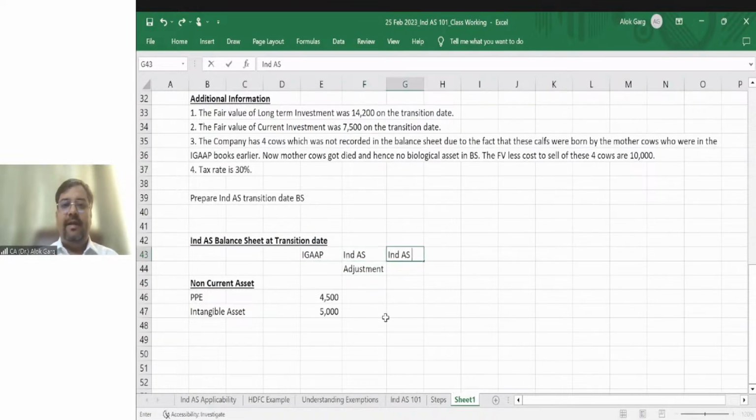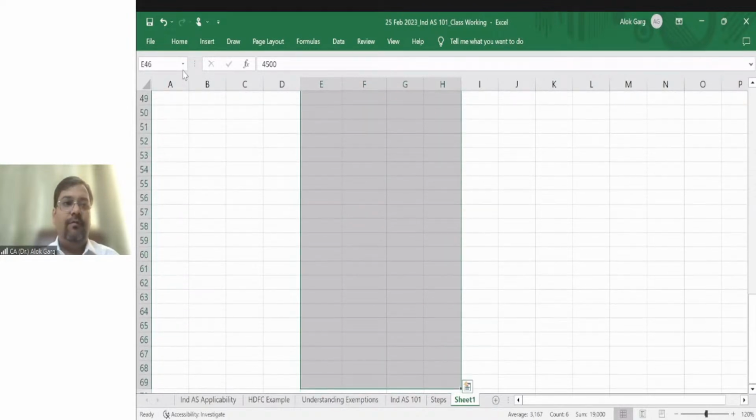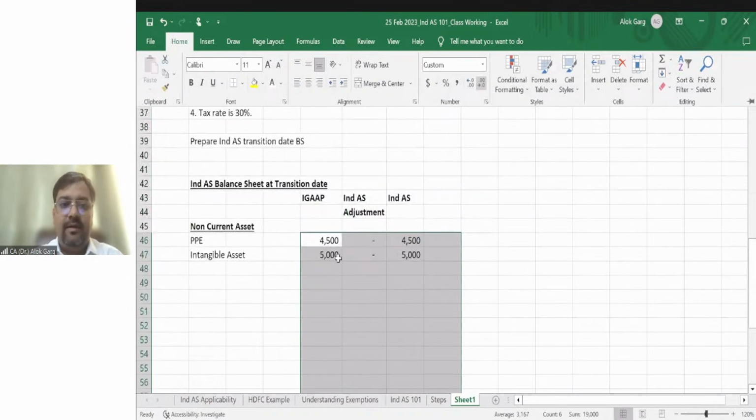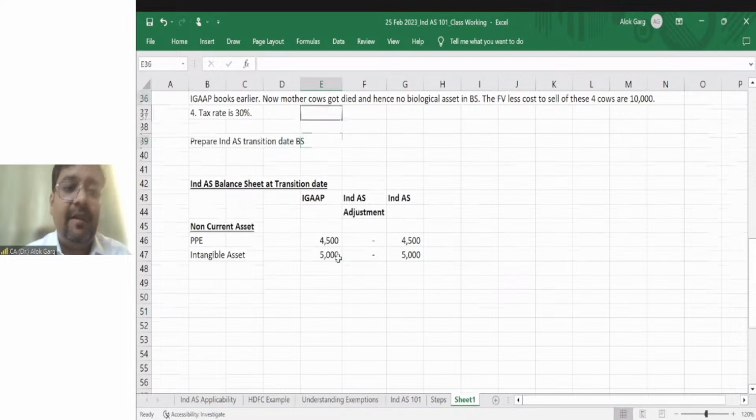And this one is Ind AS final number. Okay. As far as PP is concerned, no adjustment is there. Intangible asset, no adjustment. This number will flow to Ind AS directly, right? There is no adjustment given for PP or intangible assets. Probably the company has carried the same value which is there in IGAP.